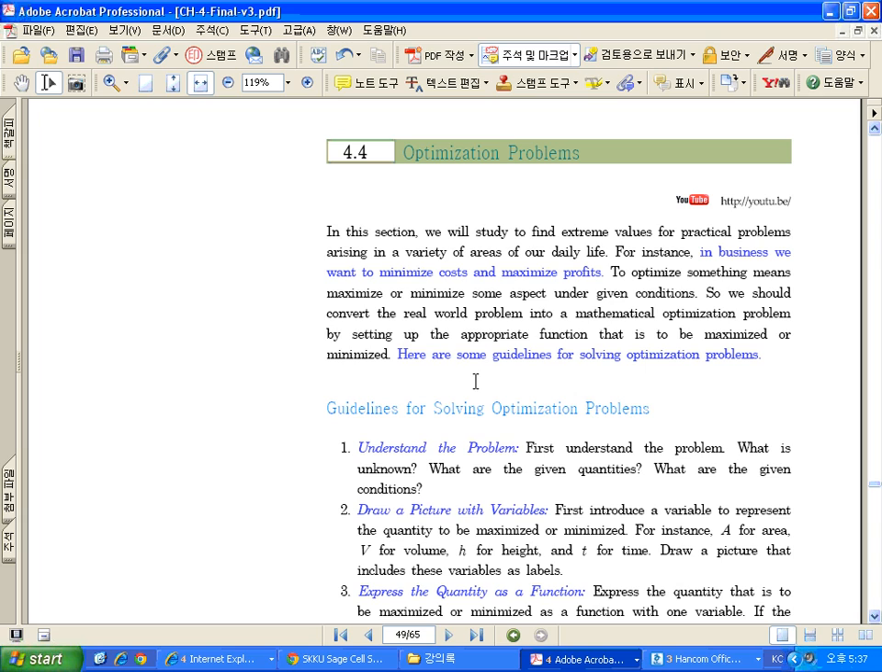And optimization problems are the last section of chapter 4. I think that will be enough for today's lecture. Are there any questions?